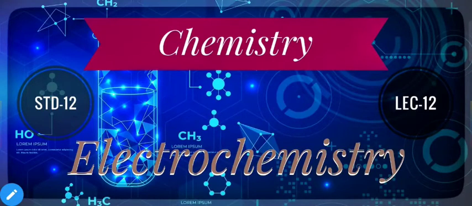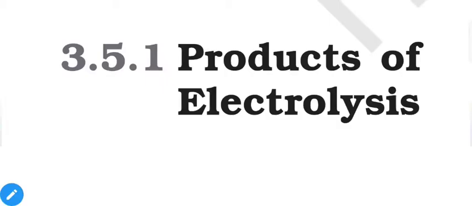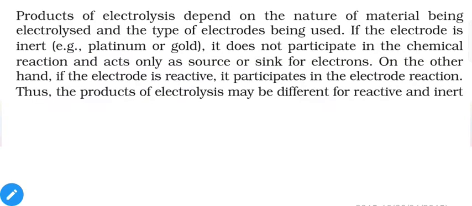And now we are moving on to our next point, which is product of electrolysis. We are going to discuss electrolysis, which means we will apply electricity to obtain certain chemical reactions and try to obtain some products out of our solutions. So the product of electrolysis depends on the nature of the material being electrolyzed and the type of electrode being used. If the electrode is inert, for example gold or platinum, it does not participate in the chemical reaction and acts only as a source or sink of electrons.